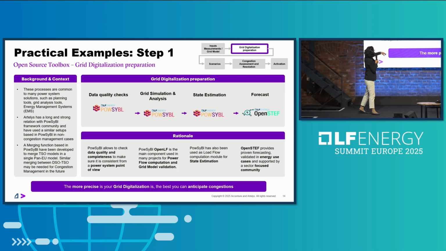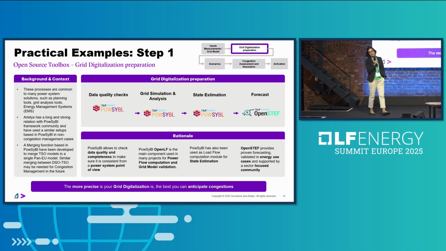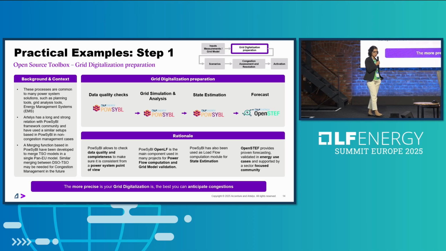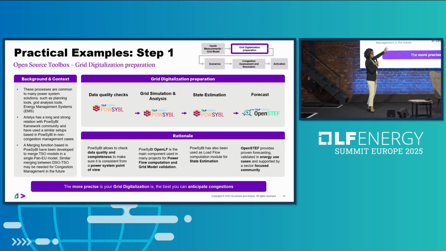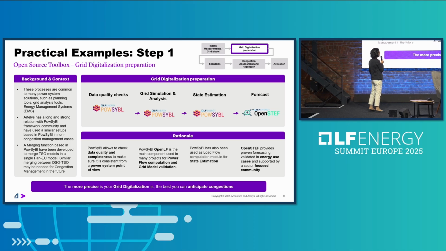And here, there is another example that Nicolas will present in the next presentation, which is the merging of models, right? The experience so far is merging of TSO models, but in a congestion management context, merging of TSO and DSO models will for sure be a point that we need to tackle in the near future.